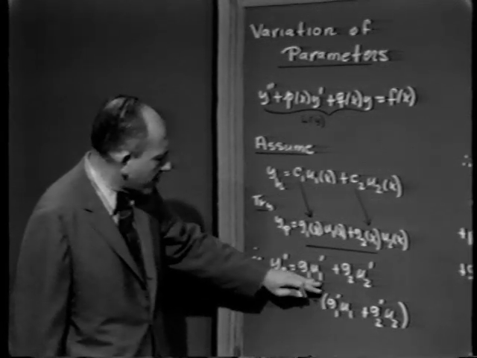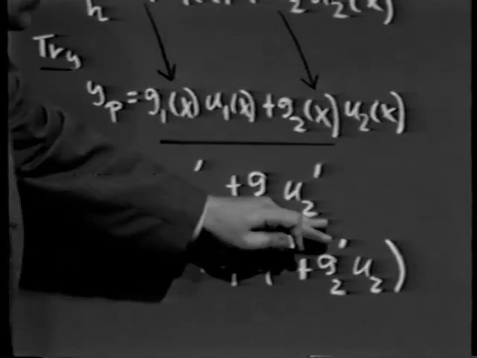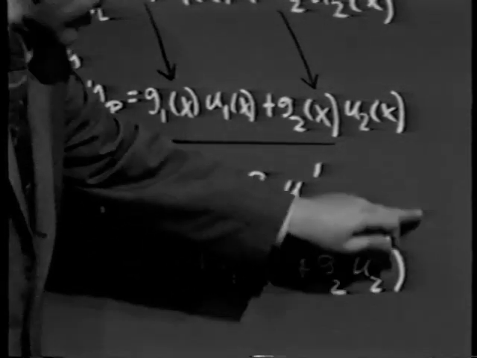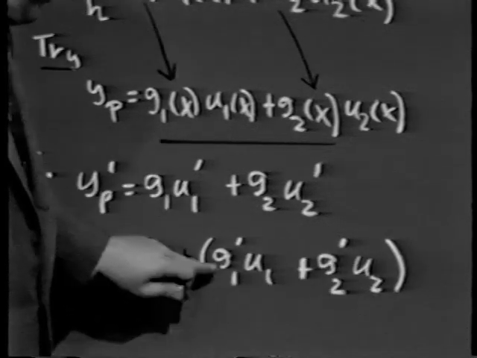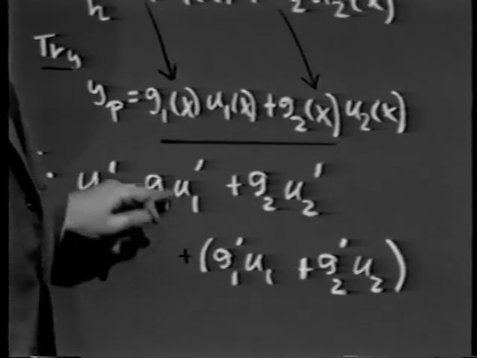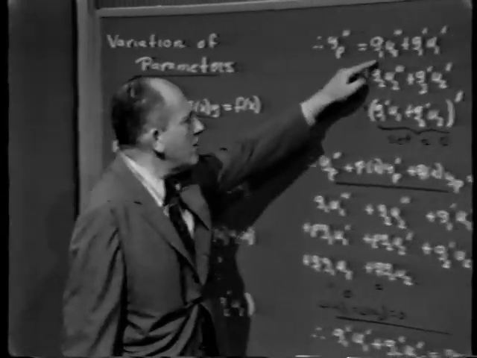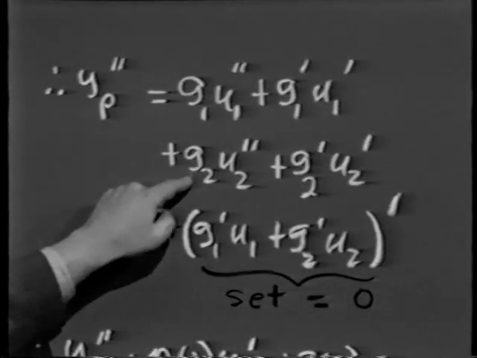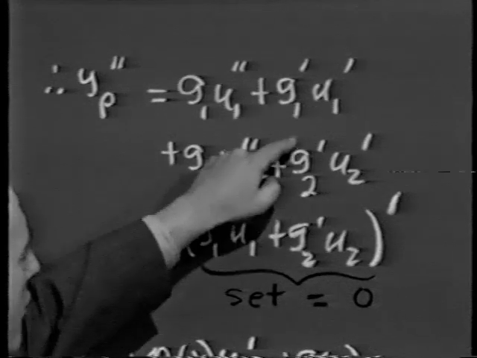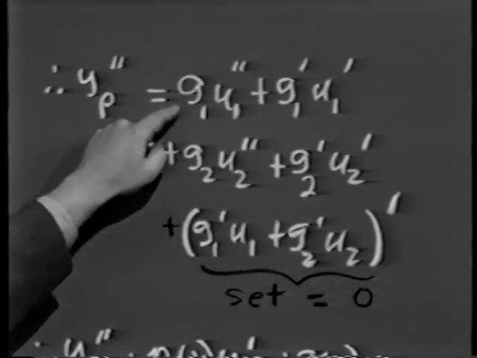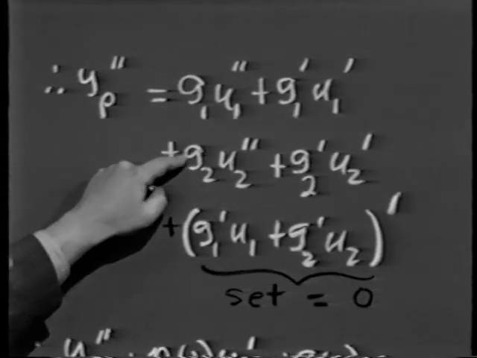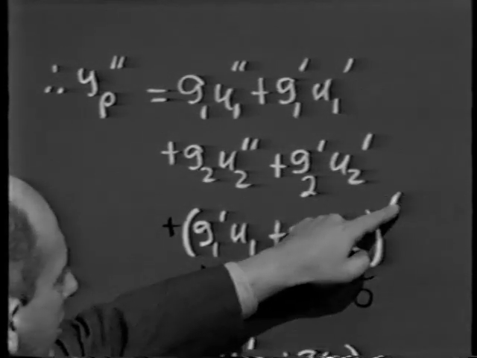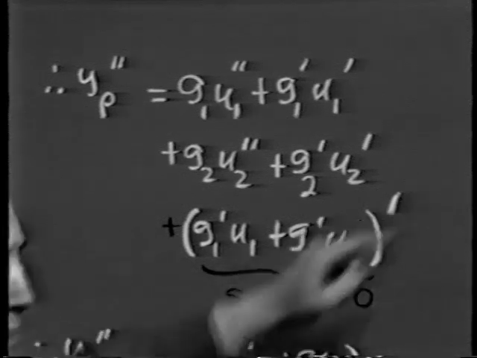Well, each of these terms gives rise to two terms. Each of these gives rise to two terms because they're products. And this I'll just leave as symbolically being differentiated. In other words, yp double prime is simply going to be G1 U1 double prime plus G1 prime U1 prime plus G2 U2 double prime plus G2 prime U2 prime. In other words, I've differentiated G1 U1 prime plus G2 U2 prime. And the term that I'm holding off separately, I'll just differentiate that and indicate that by a prime.